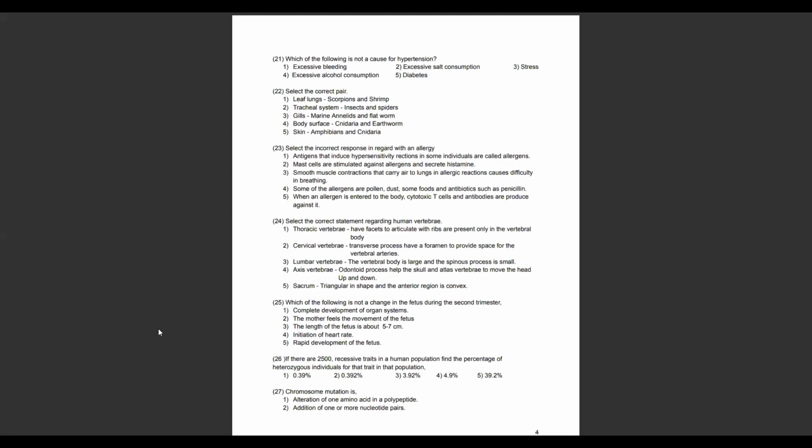Next one, 23, that is from the immunity part. Select the incorrect response in regard to an allergy.